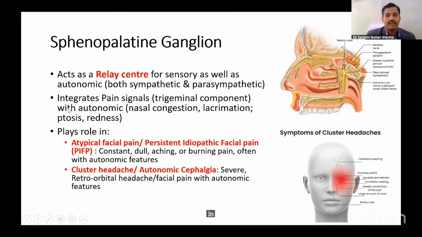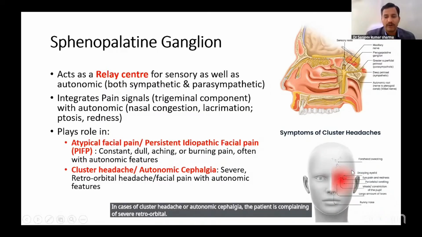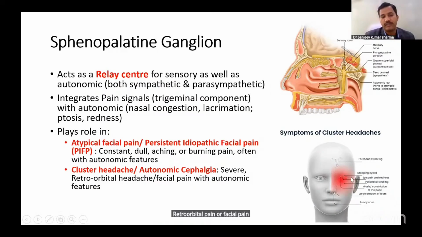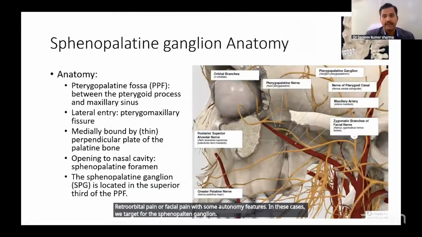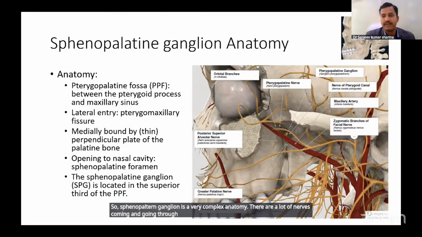In cases of cluster headache or autonomic cephalgia, the patient is complaining of severe retroorbital pain or facial pain with some autonomic features. In these cases, we target the sphenopalatine ganglion. The sphenopalatine ganglion has a very complex anatomy. There are a lot of nerves coming and going through this sphenopalatine ganglion.